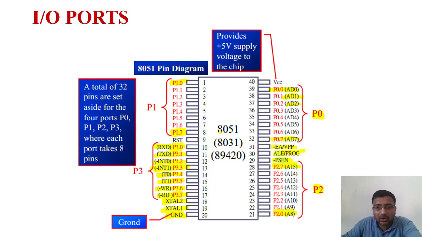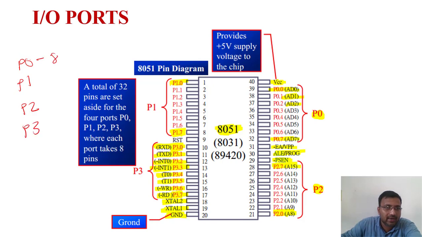So this is about the pin configuration of 8051. Here is the VCC pin, which provides the supply voltage. Altogether we have 4 ports, that is P0, P1, P2 and P3.